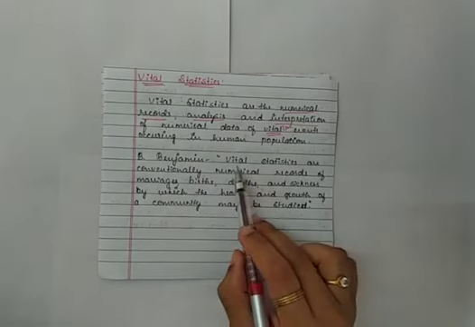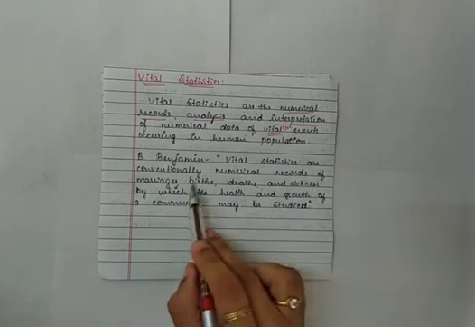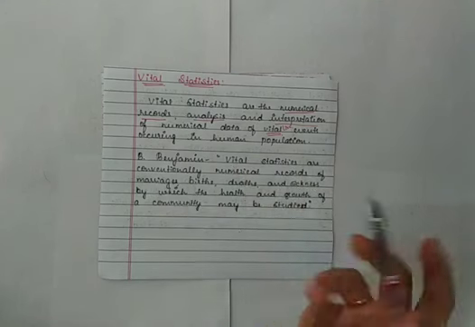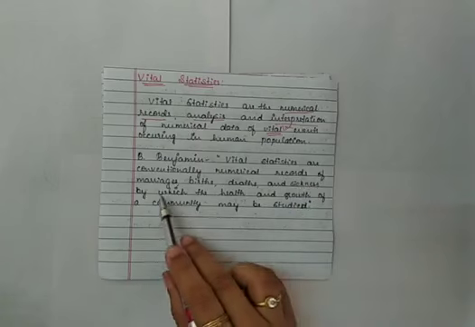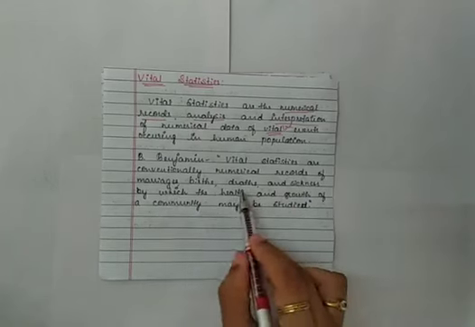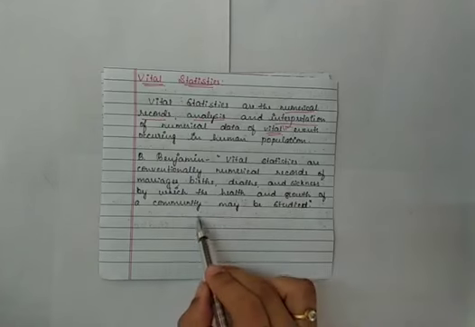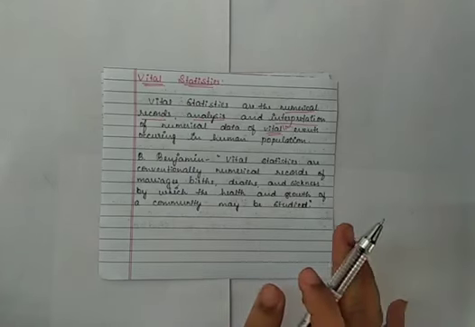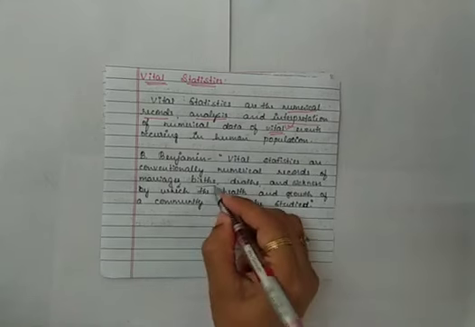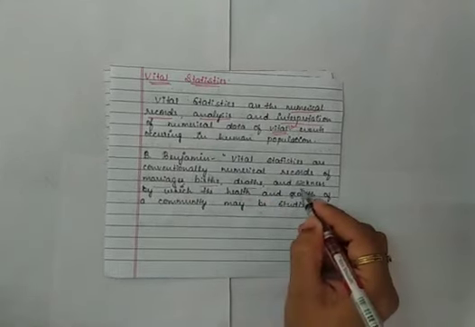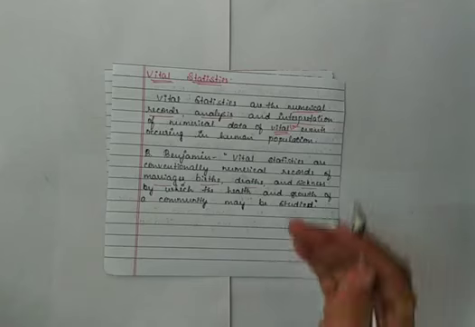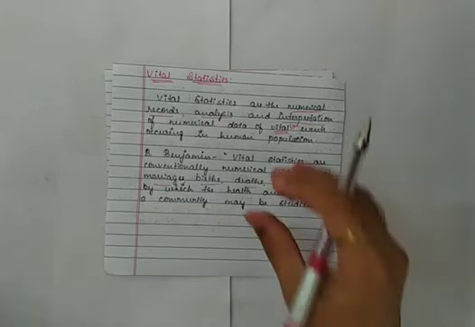What it says is, vital statistics are conventionally numerical records of marriage, births, deaths and sickness by which the health and growth of the community may be studied. So using all these things, marriage, death, birth, sickness, everything, we can study a community. That is the definition of vital statistics.